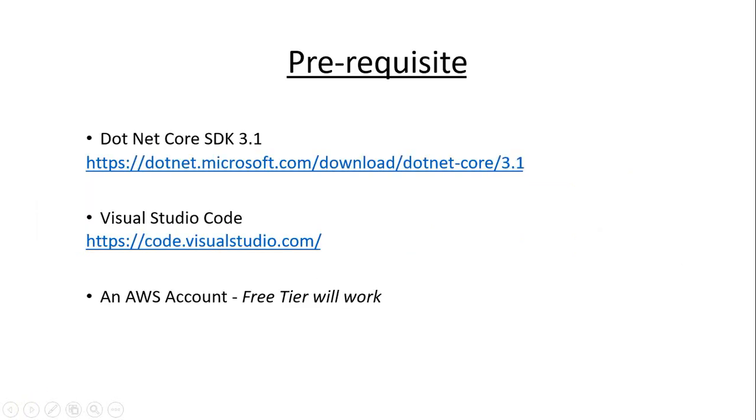So the prerequisite will be you have to download the .NET Core SDK 3.1, which is the latest as of today. And we are going to use Visual Studio Code as an IDE to develop this API. And we also need an AWS account to interact with the Lambda and the API gateway. Before we start with the coding, make sure after installing all the software, you restart the system.